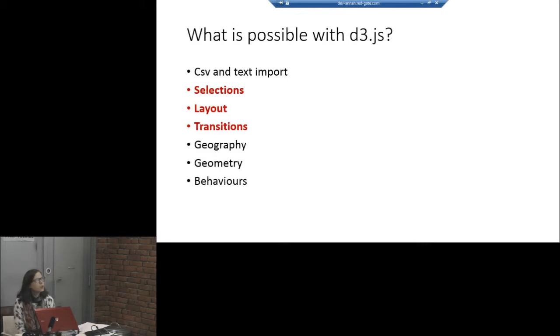Okay, so what can you actually do? As you'd expect, you can import data from CSV or text. Stuff in red I'll talk about in a bit more detail after. Geography is drawing Earth's spheres, adding latitude, longitude, doing projections, shapes and areas for those. Geometry is a different kind of shape drawing, and behaviours is controlling what happens when users zoom or move or interact with what you've made.